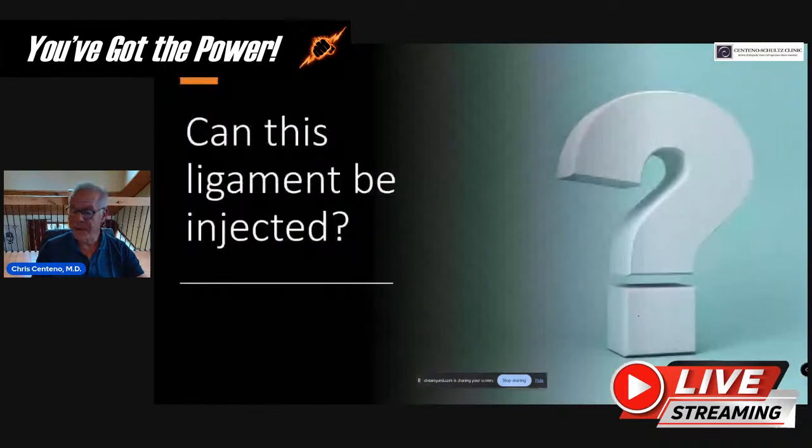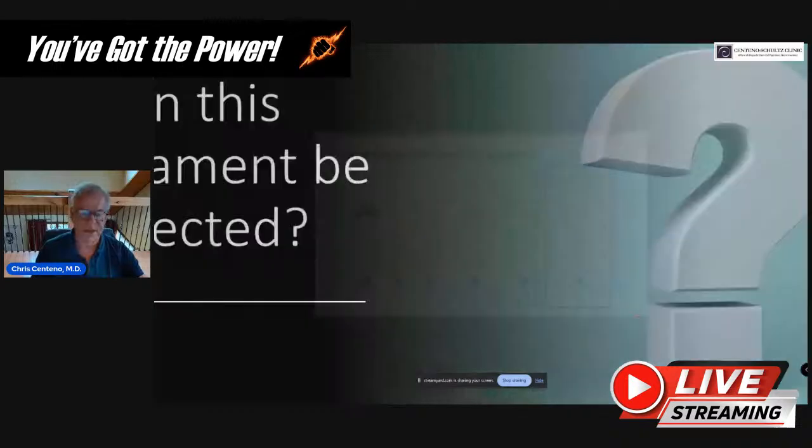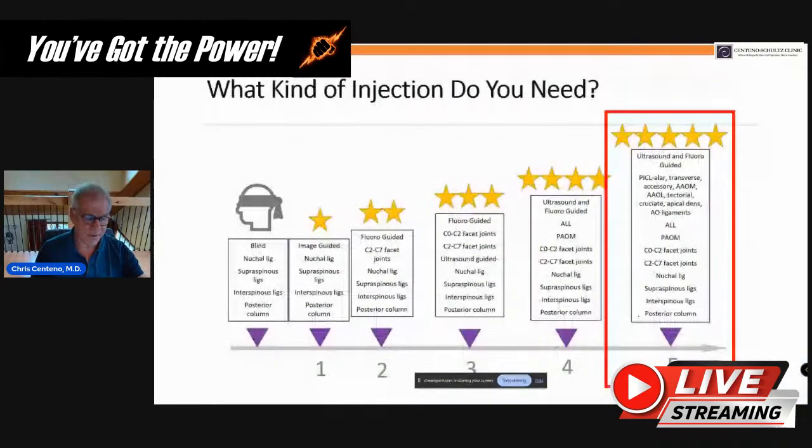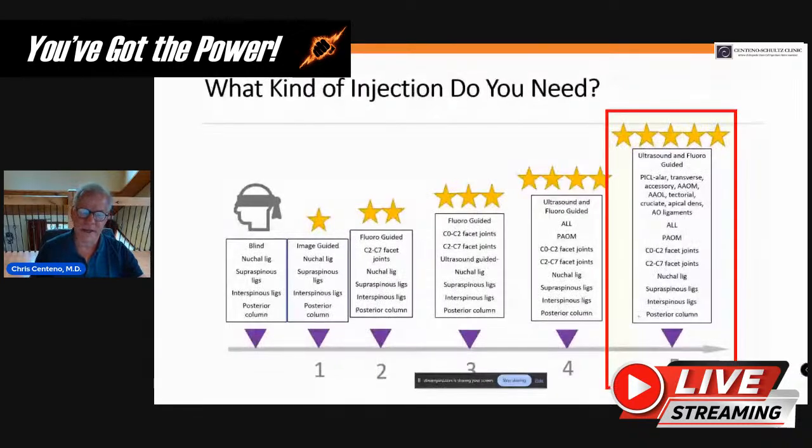So can this ligament be injected if it's having issues? And the answer is yes. We've now done this. I've been doing this personally for about the last 4 months or so, hitting this ligament in patients that have issues with extension. That's the PICL procedure, a level 5 procedure, where we're coming from the front, which is really the only way to get there. It has been very helpful for that patient population.